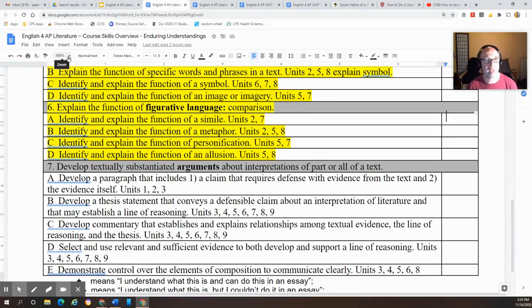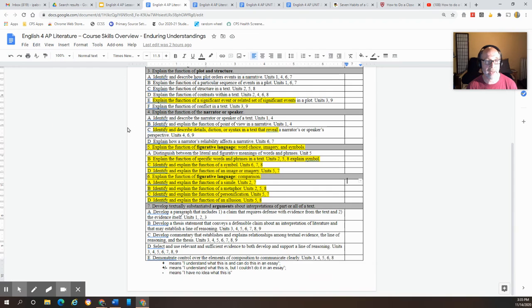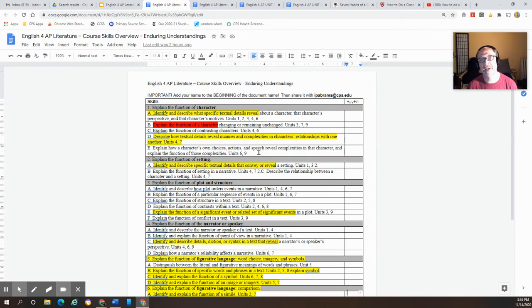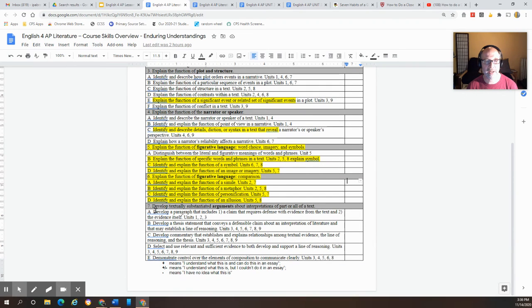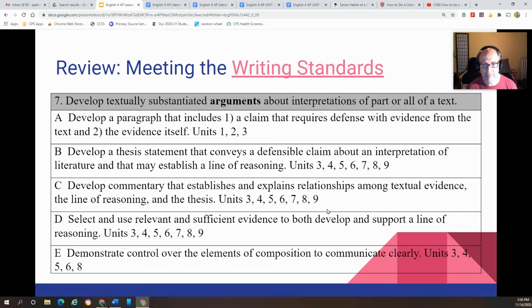So I'm going to reduce the size of this document for a second so you can see that. But there are seven major standards and they each have subparts. And the seventh standard is just writing. The other six are reading standards. So the seventh standard has five parts. And even though I left a little messiness at the end of my paragraph, I pretty much met all five.